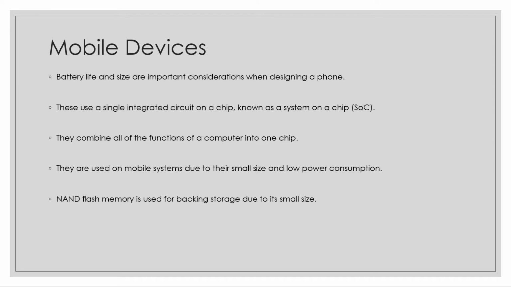Again, NAND flash memory, like I've mentioned in a previous video, is used for backing storage because you can have it very small and it doesn't hurt performance, because it's not a hard drive. Hard drives tend to be quite large. The hard drive would have to be bigger than the phone itself if you're going to have a hard drive in it. So flash memory is the way to go with a lot of phones.